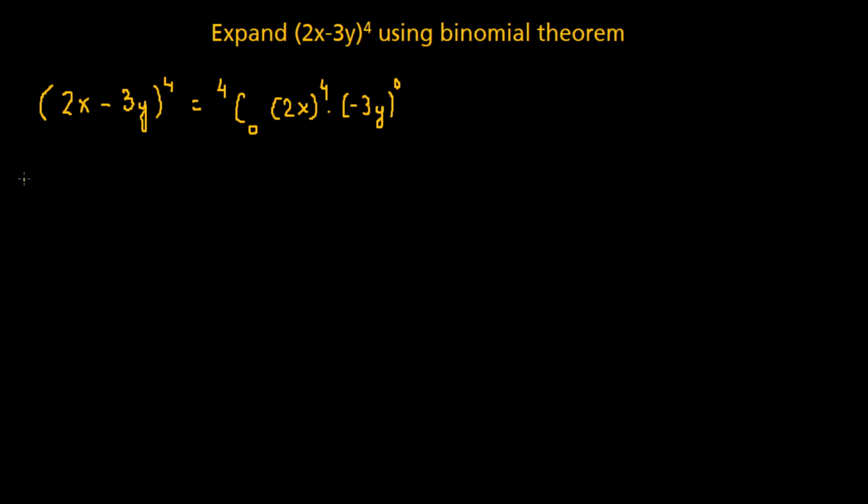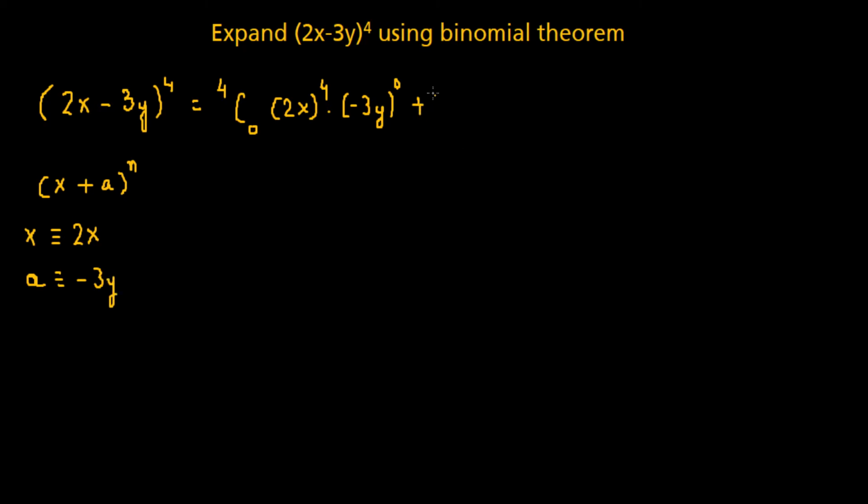So what we have done here, if you compare with our original expression, x plus a raised to the power of n, is that we are taking twice of x as equivalent to x, and a is equivalent to negative thrice of y.